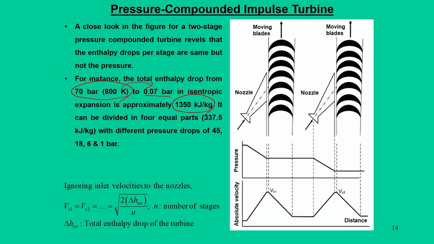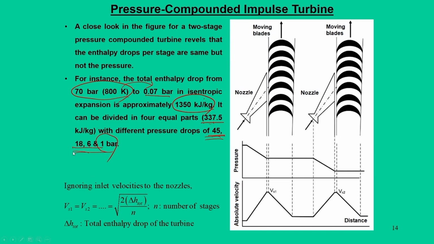We can divide this enthalpy into 3 or 4 stages, which comes to about 337.5 kilojoule per kg, but we can think of this happening at different pressure drops. In the first stage we can have a drop in pressure of 45, then 18, 6 and 1. So, that means instead of going to 0 velocity we are going close to atmospheric pressure. So, this is how the requirement is.